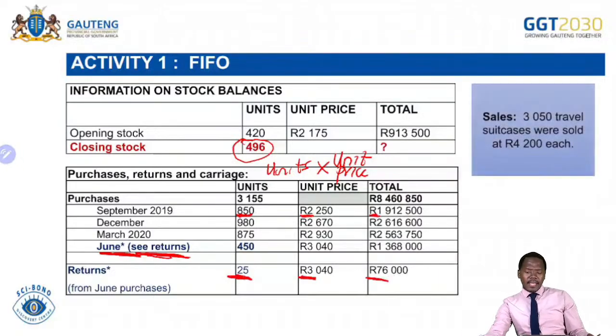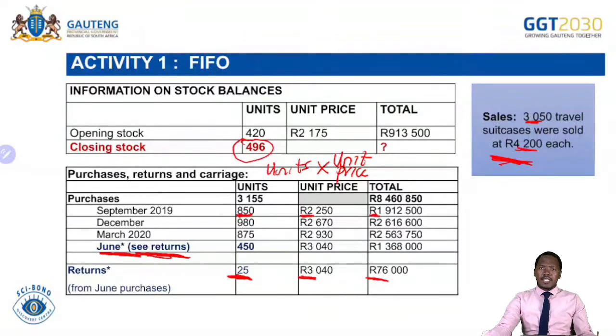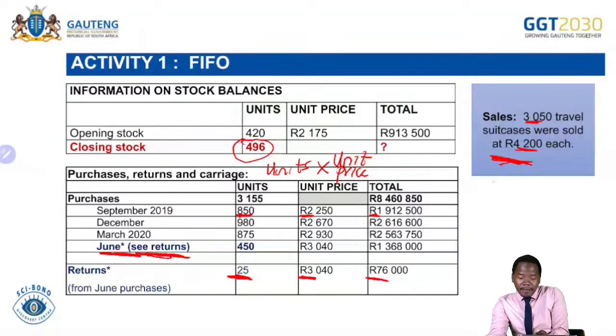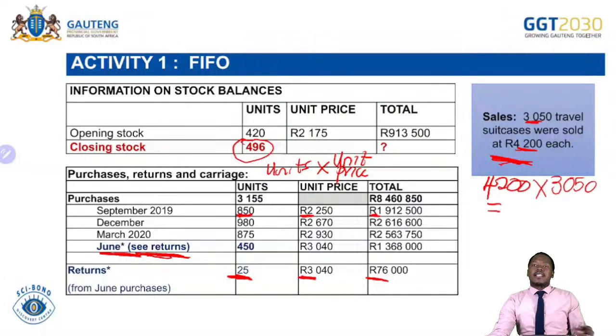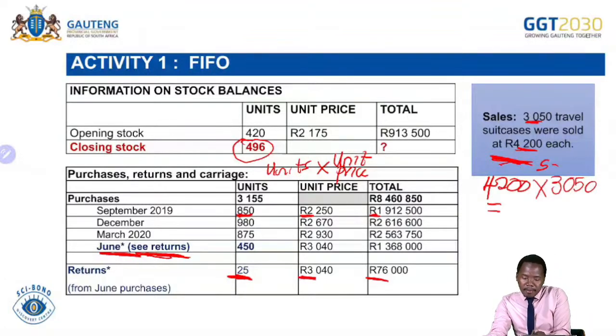Right. Next one now, we are also told, given on our information, that the units sold are 3,050 and the selling price was 4,200. So for us to know our sales, we will have to say 4,200 multiplied by 3,050. Then we can know our sales. We'll look at that, grade 12s, at a later stage. That is how we should determine our sales.